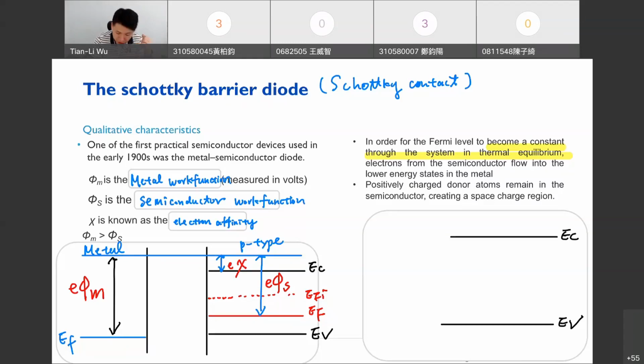Then this is the case for the metal and p-type semiconductor, but if we consider the Schottky barrier diode in the case where this one is the n-type semiconductor, then our Fermi energy is close to our conduction band. This is our EF, and in the middle we have the Ei. And since our Fermi level will be constant in the thermal equilibrium case, this means that we will start to see the band bending like here.